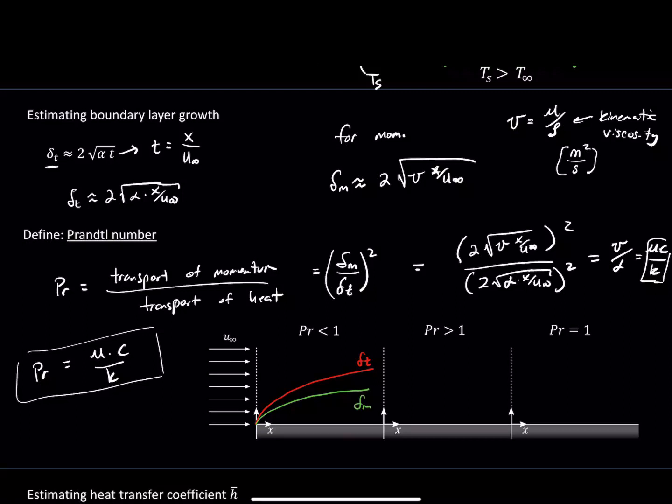If Prandtl is greater than 1, then you're going to see the opposite occur. Right now, where this is delta M, and this is delta T. And if Prandtl is exactly equal to 1, then the boundary layers just grow at exactly the same rate. So these different scenarios maybe help you conceptualize what's happening in the boundary layer. There can be two different growth rates for momentum, that is the velocity profile, and for heat, which is the temperature profile. Those can develop at different rates, and the rates are governed by the Prandtl number.